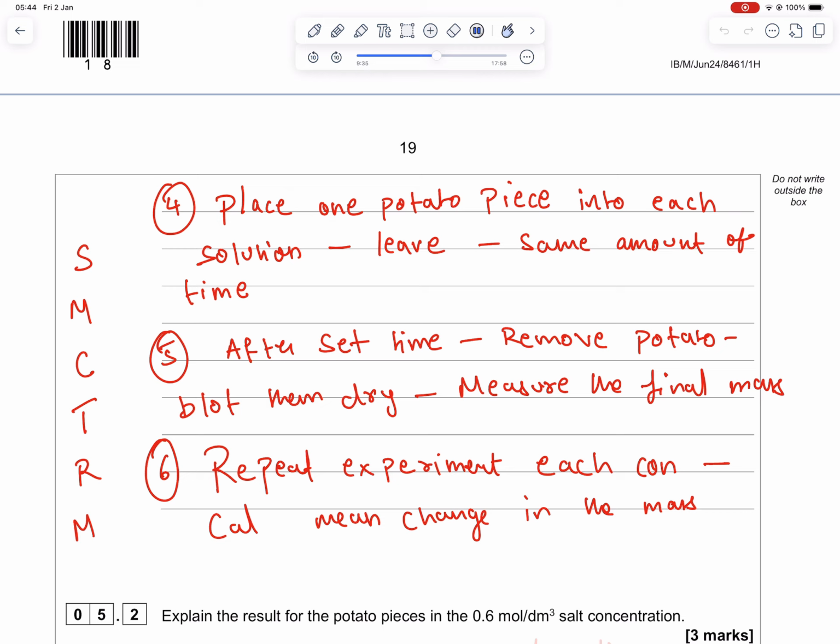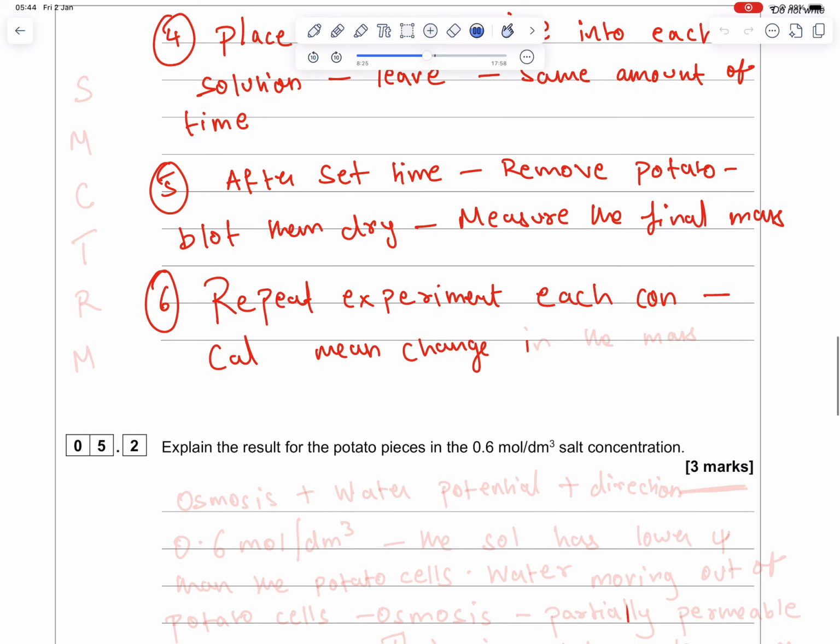Writing 'do the experiment' is not going to give you any marks.